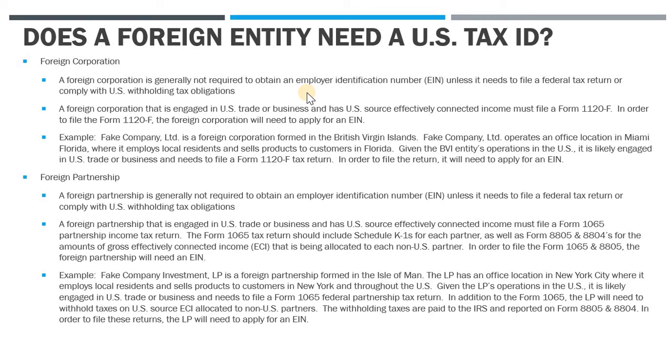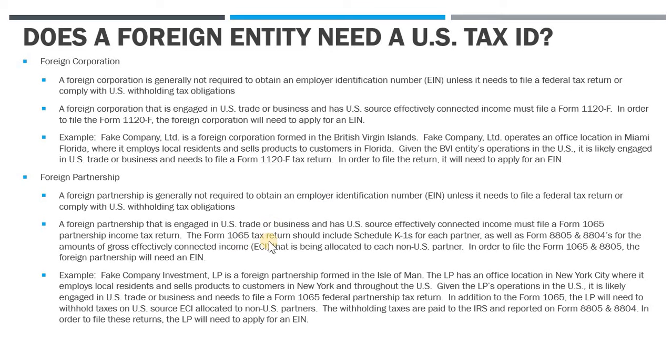Now, let's talk about foreign partnerships. Similar type of analysis, right? Foreign partnerships are generally not required to get an EIN unless it's engaged in trade or business in the U.S., so it needs to file a federal tax return, or it's got other types of U.S. withholding tax obligations. So let's look at foreign partnerships engaged in U.S. trade or business. If that is the case, then it needs to file a Form 1065 partnership tax return.